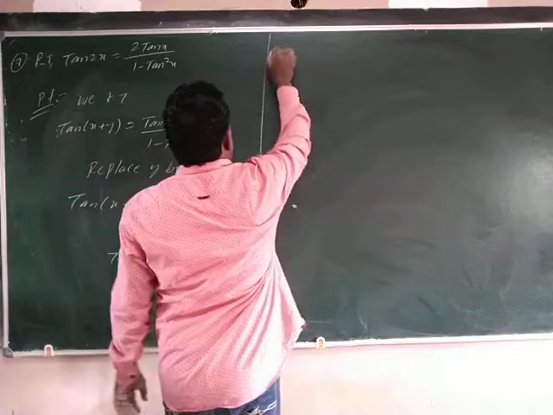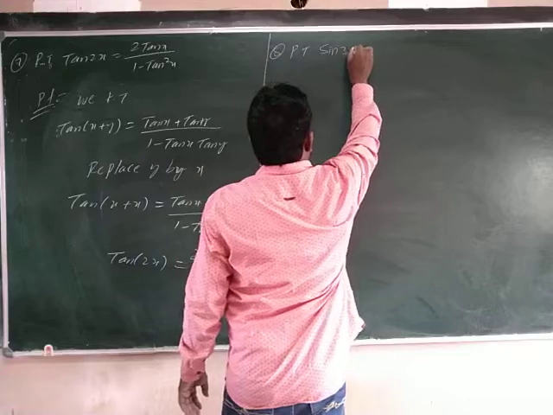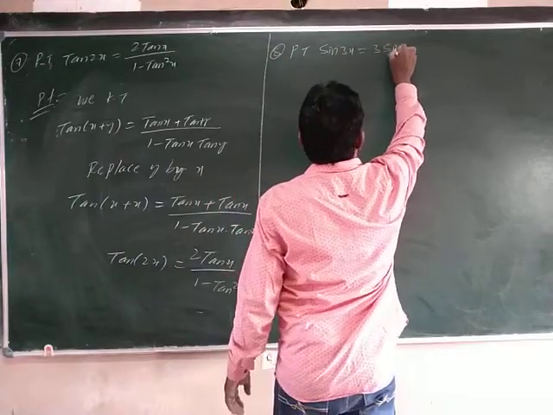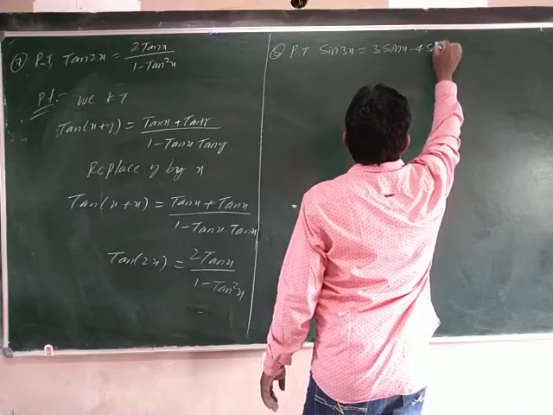Next, 8th one, prove that sin 3x is equal to 3 sin x minus 4 sin cube x.